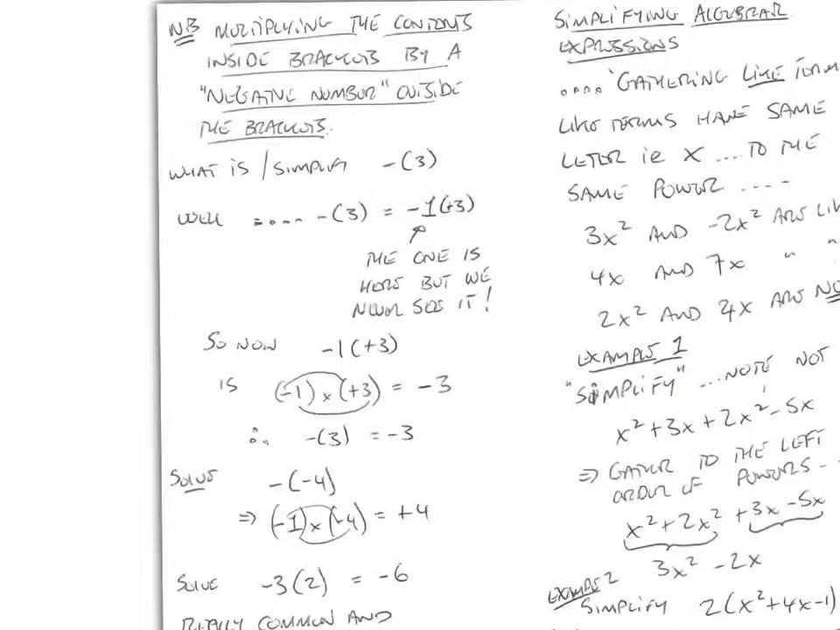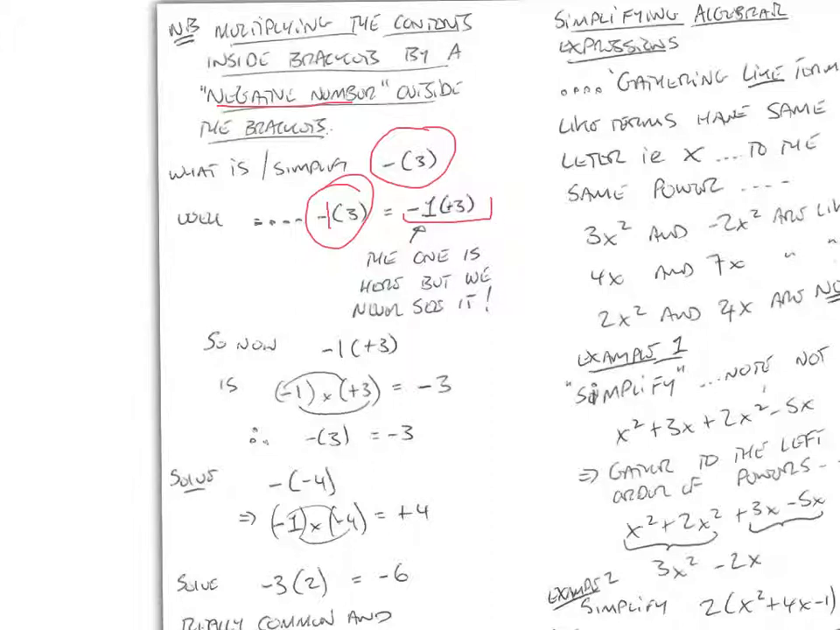A really important rule to know in maths as well is when we're multiplying the contents inside brackets by a negative number outside the brackets. So I'm just going to ask now, simplify minus brackets 3 inside the brackets? Well, minus 3 inside the brackets is actually the same as, there's a 1 there but you don't see it, okay? Same as minus 1 times plus 3.